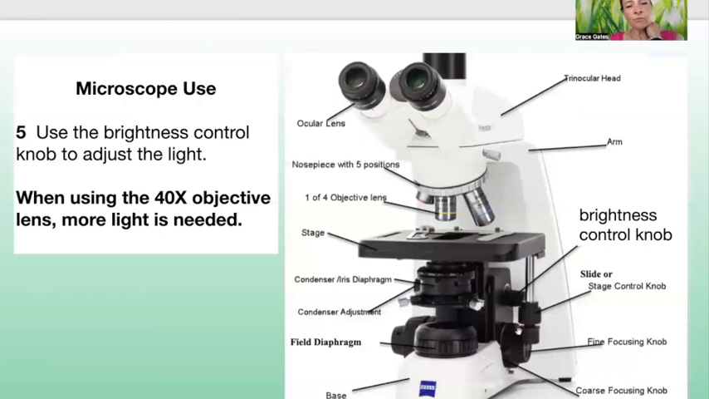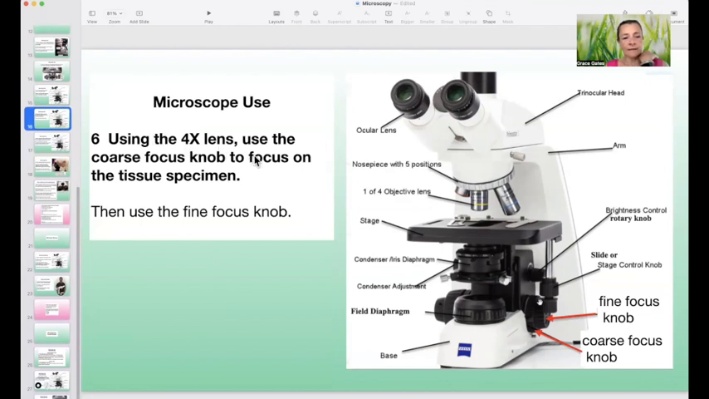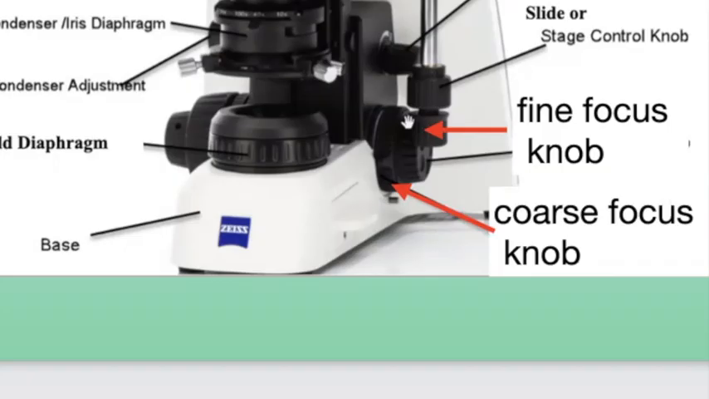You can use the brightness control knob to adjust the light. And when you use higher objective lenses, you need more light. So by the time you're at the 40x objective lens, you're probably turning that brightness control knob as far as it will go. Using the 4x lens, use the coarse focus knob to focus on the tissue specimen. Once you have it in focus as well as you can, then use the fine focus knob.